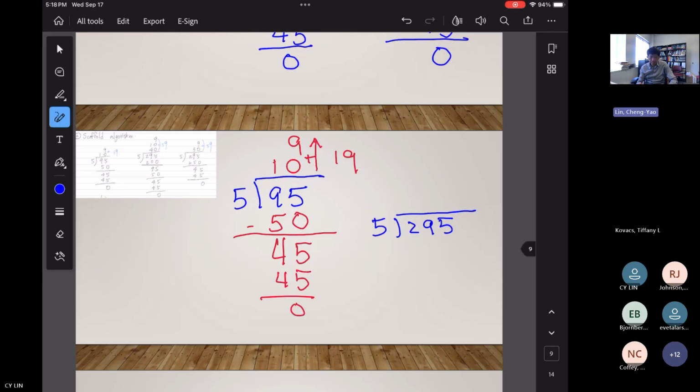Okay, are we done? No, I got confused because it's a 3-digit number now. So I don't know where to put the, no, I'm confused on this one.